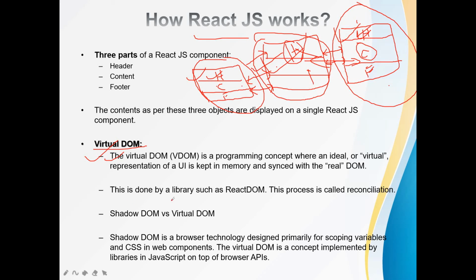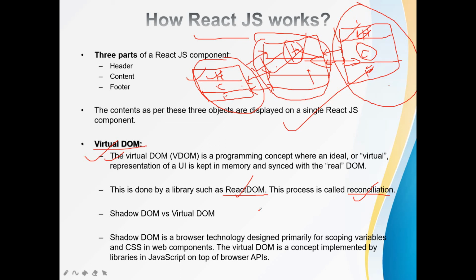Okay. So you need to remember the name of the library. The library name is React DOM, right? The library which maintains and performs all these things is called the React DOM. And this process of synchronizing the copy of the UI display with the current object is called reconciliation. These two things, this React DOM library and this reconciliation, you must remember always.